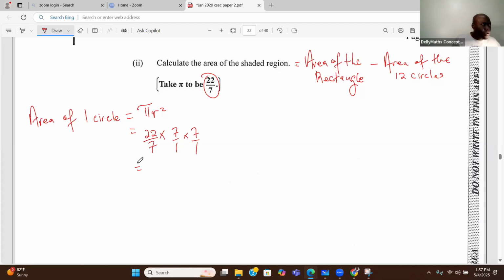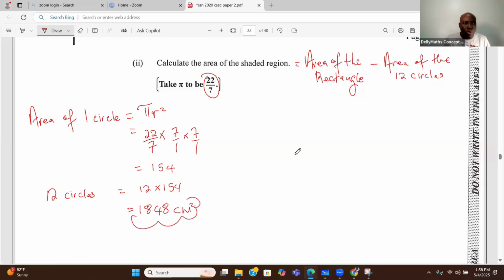Yeah, it looks like 154. So when you multiply that, you're going to get 154, right? That's the area of 1. So for 12 circles, you will multiply this by 12. It's 12 of them, not 1. So it's going to be 154 times 12. And you're going to get 1,848 square centimeters. Now, this is what you're punching out.